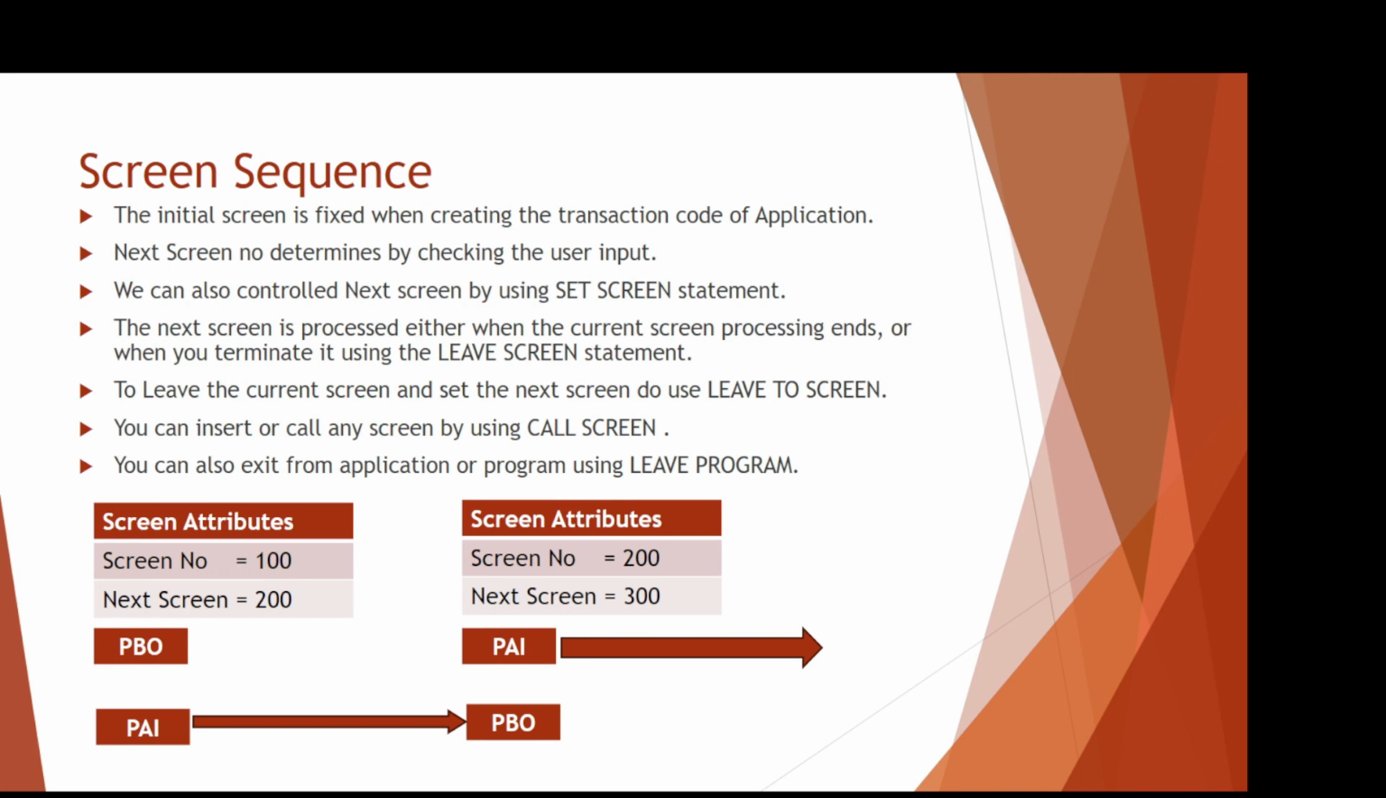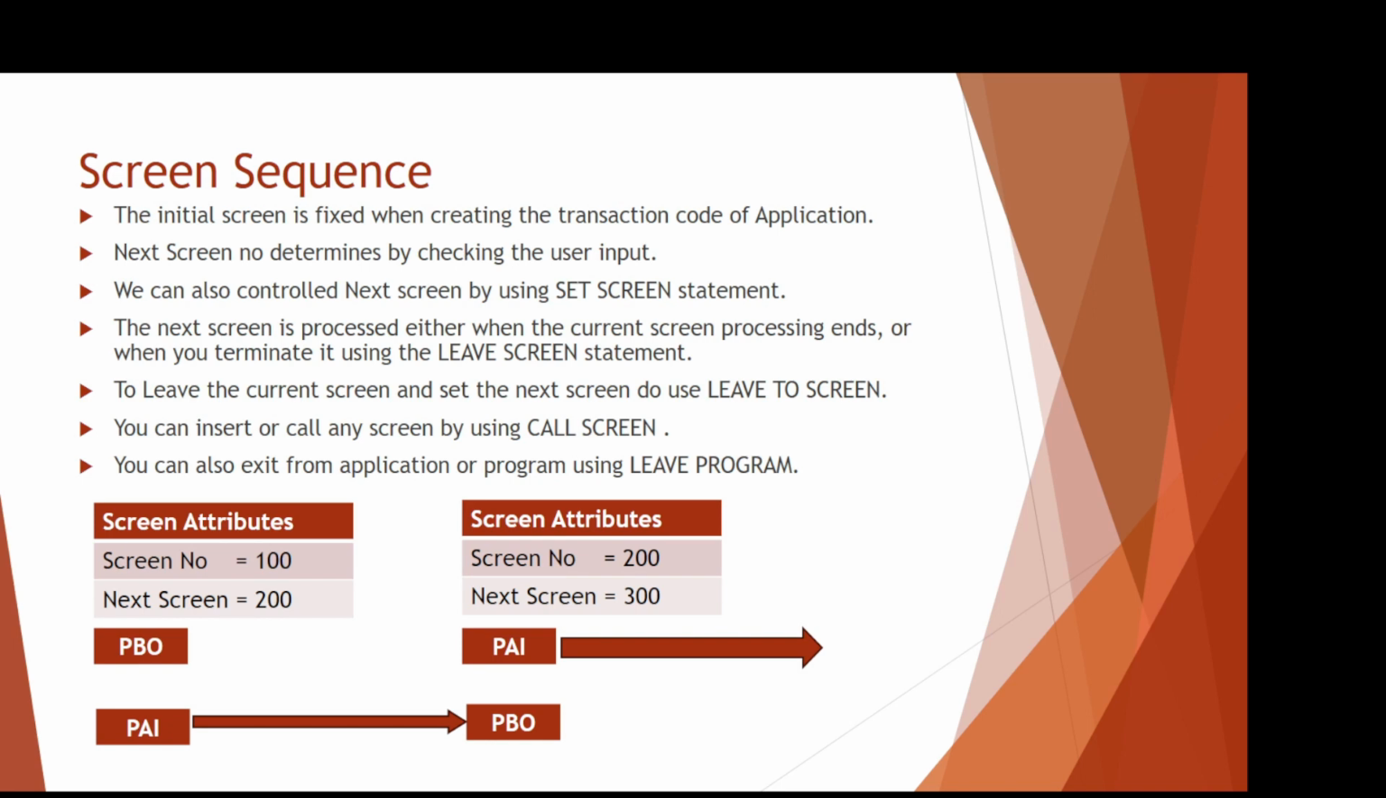Also, the statement that controls the sequence of screens is the SET SCREEN statement. We will use this later in this video. The next screen is processed either when the current screen processing ends or when you terminate it using the LEAVE SCREEN statement. It means the processing of the next screen begins when the current screen's processing ends, or when we use LEAVE SCREEN. After LEAVE SCREEN, the system automatically finds what the next screen number is, and then the system calls the next screen.